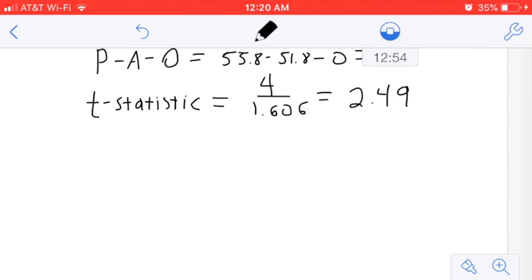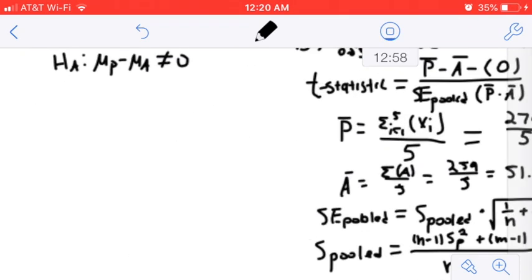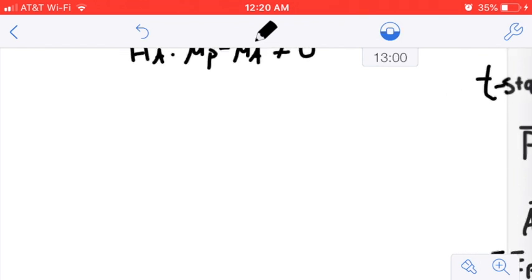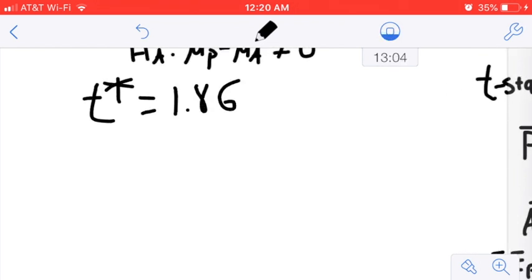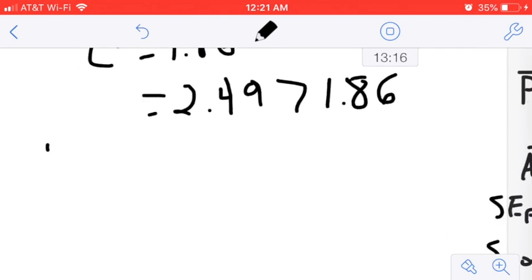So now we found our T statistic, we can now test our hypothesis. And our T star is equal to 1.86. Since our T value we found is equal to 2.49, which is larger than 1.86, we reject our null.